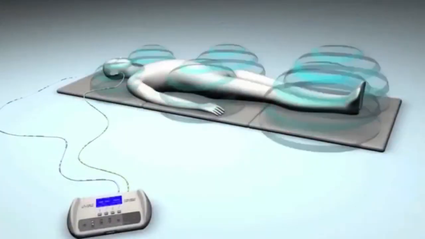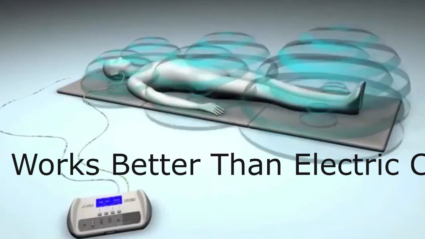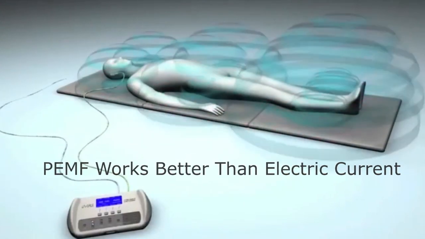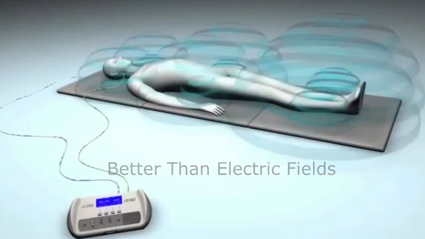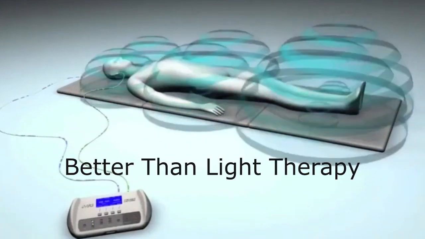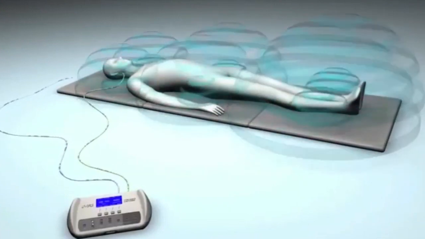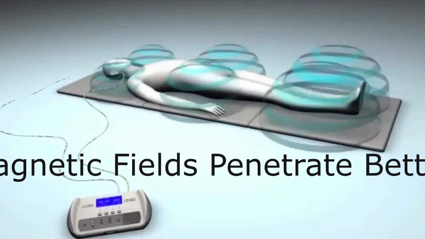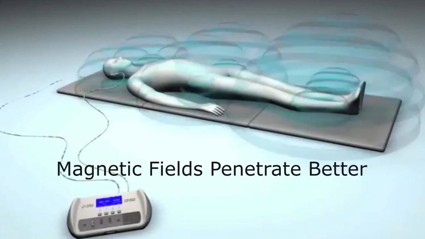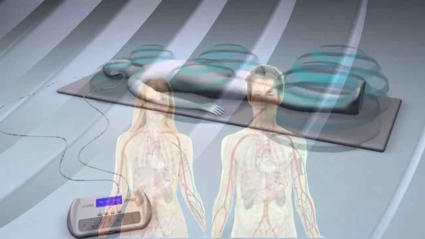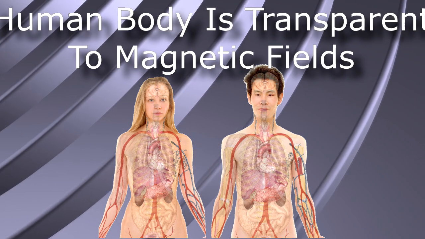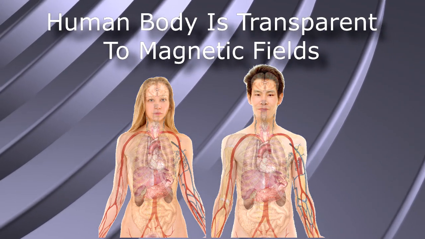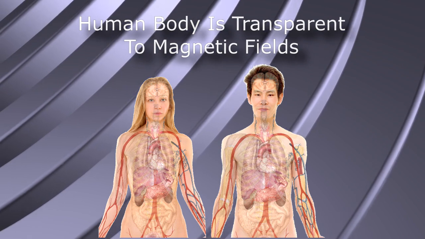One is that this shows that PEMF devices are going to penetrate deeper and work better than electric current, which has impedance, electric fields, which has dielectrics, and photons, light therapy, which has penetration depth. So none of these forms of energy medicine are going to penetrate through your body like PEMFs will, or magnetic field therapy will. Basically, the human body is transparent to magnetic fields. Magnetic fields only diminish by these inverse relations that we talked about.